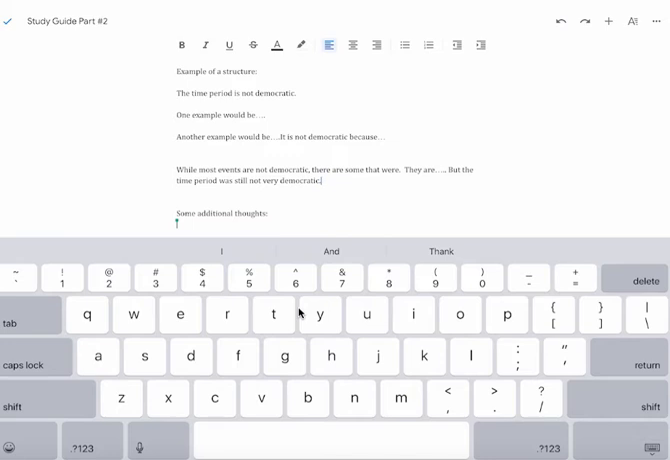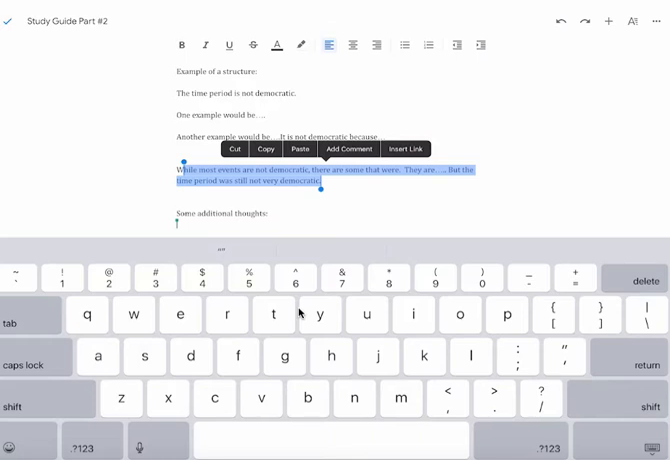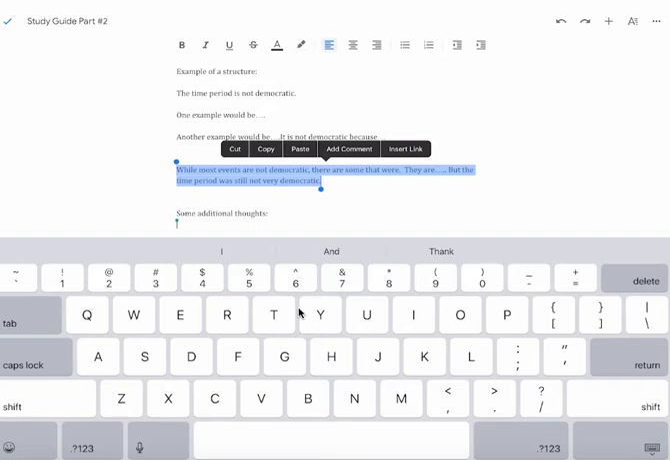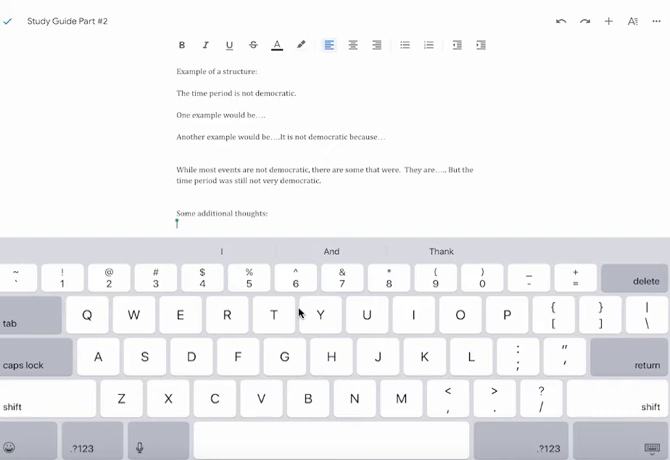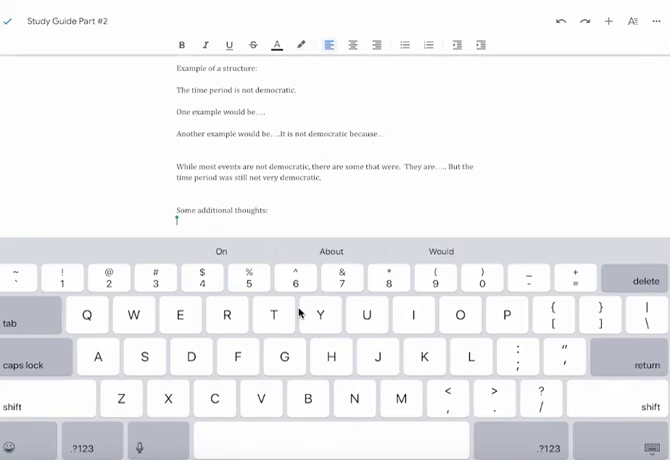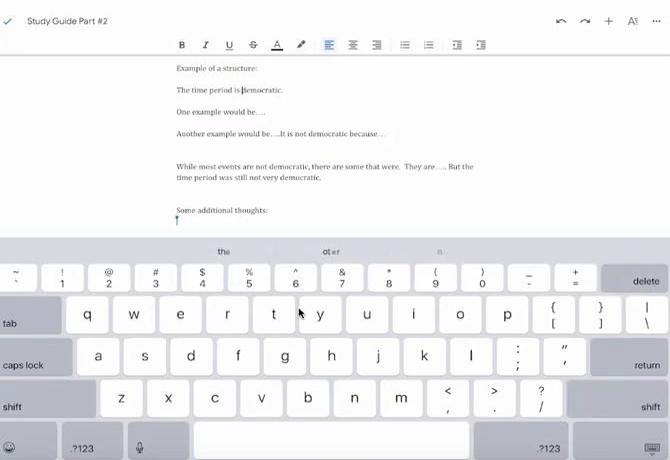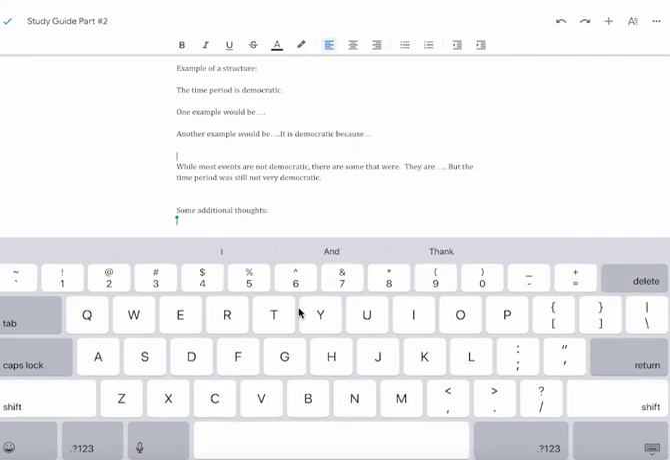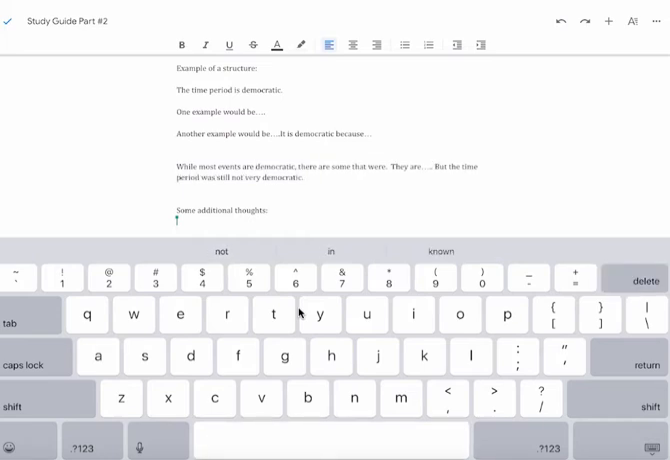We also talked about at the end, you want to be able to argue the opposite side. So if your argument is that it's not democratic, you want to be able to argue that some still were, and what those examples would be, and then conclude with this time period was still not very democratic. So again, a structure to help you plan out. You can delete this and say this time period is democratic. Then you would say it's democratic because, and then you would change this. So they are democratic, and there were some that were not.